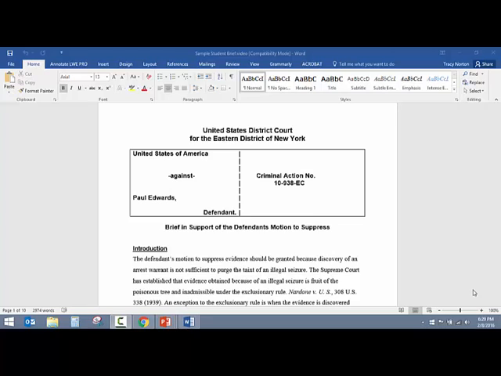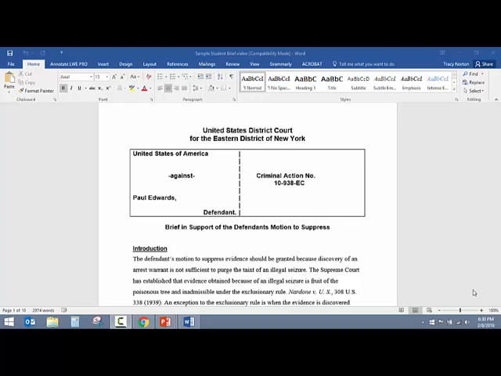So don't rely on this as a template. You can't go sentence by sentence and draft comparable sentences for your problem and expect to have the same result. But this is a very well-written brief that does follow the principles that we talked about last semester and that we are going to talk about over the next several weeks.